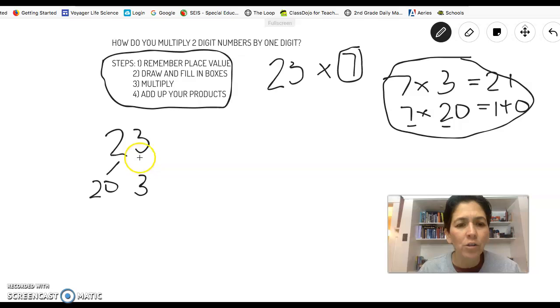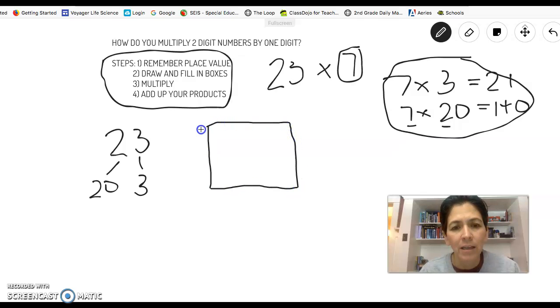Okay, so once you've got your two-digit number broken down into place value, we're going to do step 2, which is draw and fill in the boxes. Okay, so you're going to draw a box like this, and we're going to split it like this. We're going to put 7 on the outside of the box, and we're going to put the 20 over the top of the first box. That's our tens place. And we're going to put the 3 over here. And this would be our ones place. And now we can go ahead and multiply.